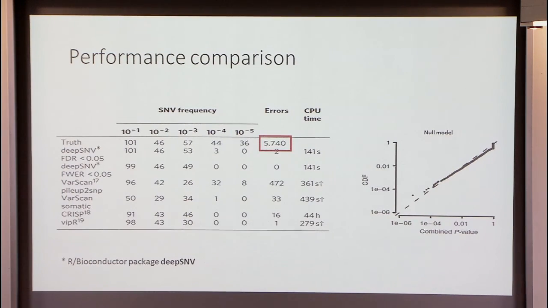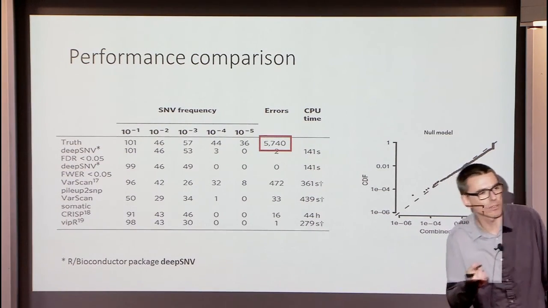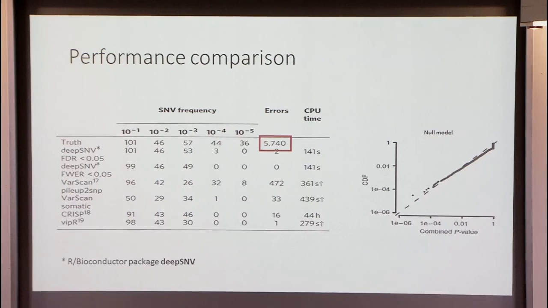Finally, here's the QQ plot, which is very important because only if you have a proper way of quantifying your confidence, if you have good p-values, in other words, meaningful p-values, only then you have a chance to control the false positive rate.